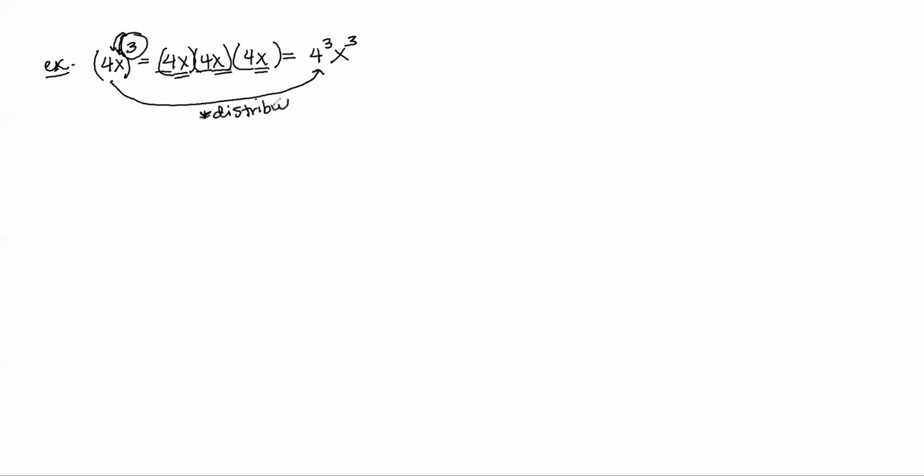So again, we're taking 4x and we're cubing it. So 4x times 4x times 4x. And then I'm going to kind of do some rearranging here. So if you notice, we have 4 times 4 times 4, which is 4 cubed. And we have x times x times x, which is x cubed. So if we take a look at what we started with and what we ended with, we took this cube that was on the outside and we kind of distributed it into both of those parts of the term. So I like to call this distributing the exponents.